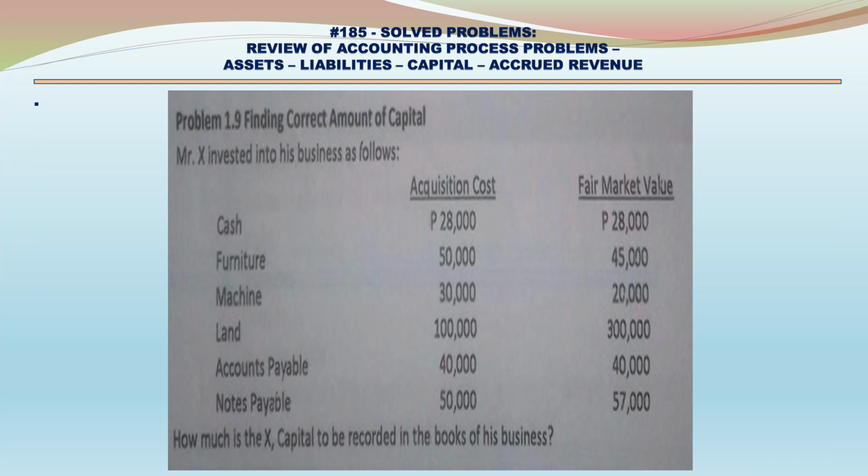Problem 1.9. Finding the correct amount of capital. Mr. X invested into his business as follows, acquisition cost and fair market value. Cash 28,000. Furniture 50,000, fair market value 45,000. Machinery 30,000, fair market value 20,000. Land 100,000, fair market value 300,000. Accounts payable 40,000. Notes payable 50,000, fair market value 57,000. How much is the X capital to be recorded in the books of the business?